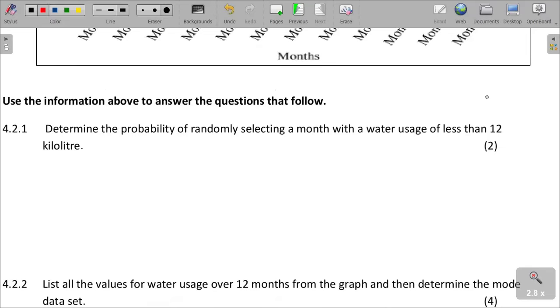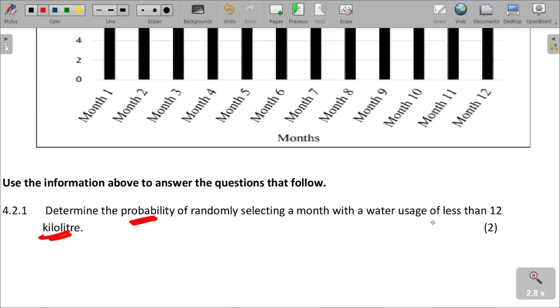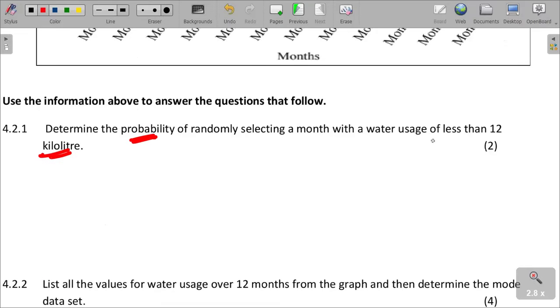So the question is saying, determine the probability of randomly selecting a month with a water usage of less than 12 kiloliters. So we have got 12 months, and the probability of selecting a month with water usage of less than 12 kiloliters.